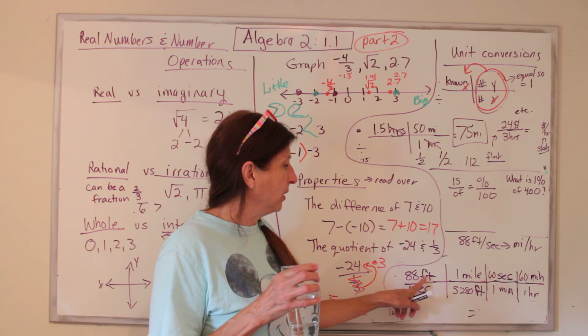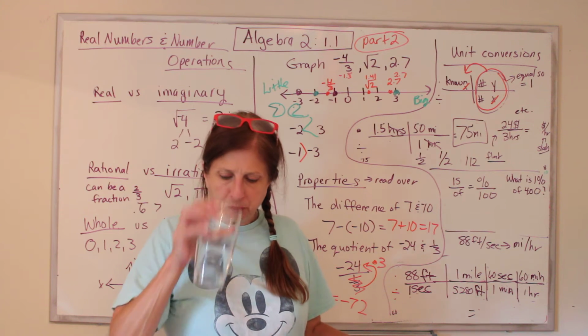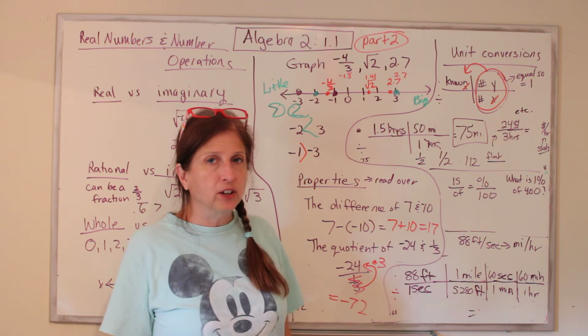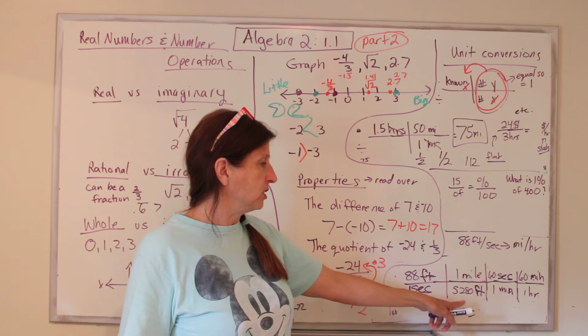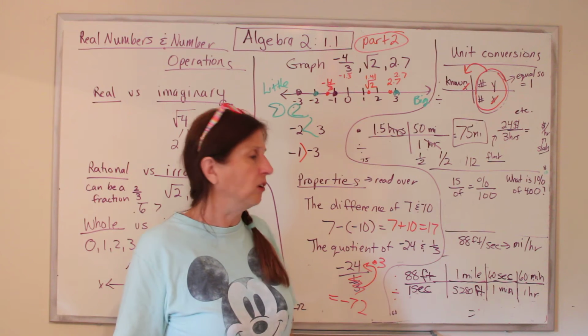Now, the unit we want to get rid of is feet, so I'll put it in the denominator. And what I want to change it to is miles, so I put that in the numerator. And then I put the relationship. There's 5,280 feet in 1 mile.